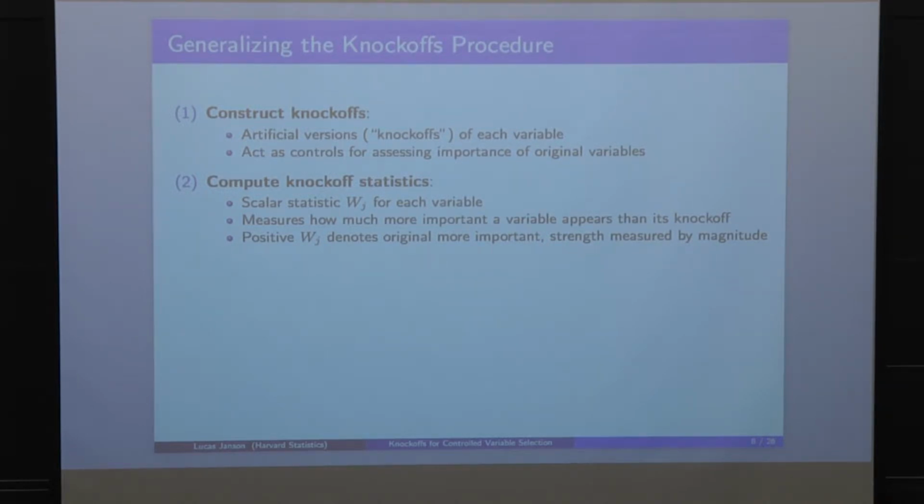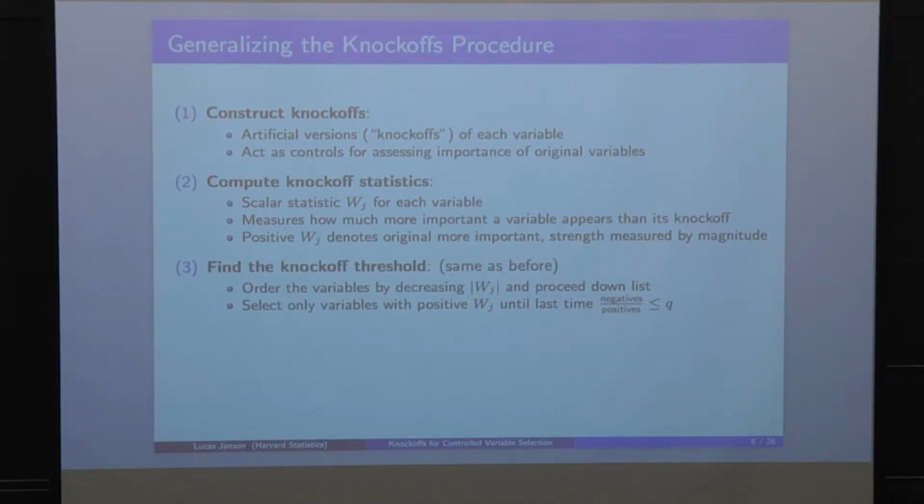In step 2, I need to compute a scalar statistic for each variable that measures how much more important the original variable is than its knockoff version. And we want it to be set up so that positive wj corresponds to the original looking more important than the knockoff variable, and vice versa, with magnitude representing the strength of the difference. So if I see a large positive wj, then my original variable looks a lot more important than my knockoff variable. And then step 3 is exactly the same as before. You put it through this step-up procedure that's going to spit out a set of wj's, and then you're going to take the indices of those wj's, and that'll be your selected set.